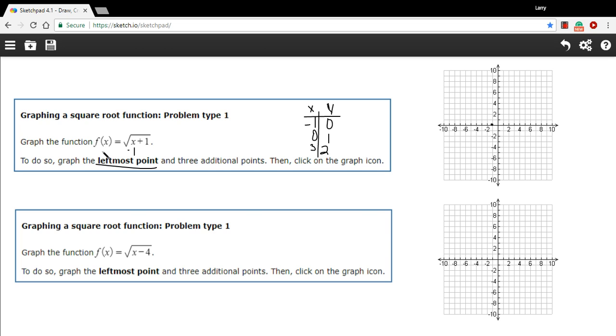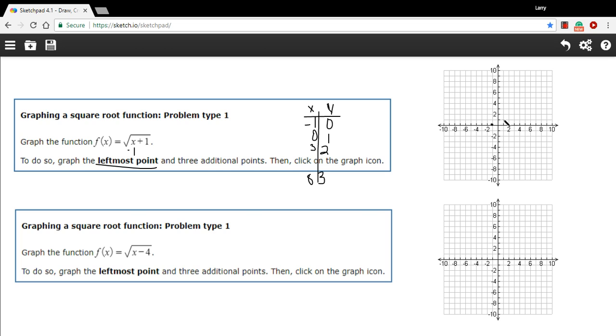And one more point we need, let's try to make this value equal to 9. So we'll put in 8 for x. I'm running out of room here. So 8, and then this becomes the square root of 9, or 3. All right, so we've got our leftmost point. We've got 3 additional points. Let's go ahead and graph those.